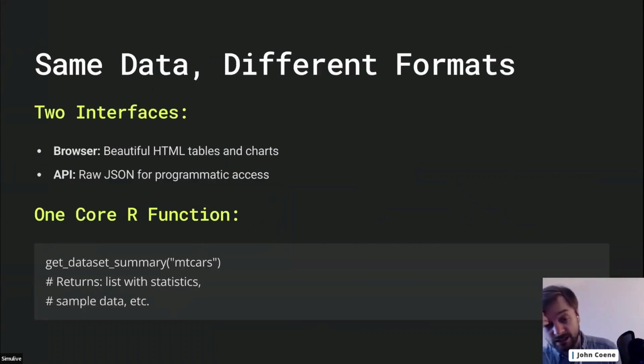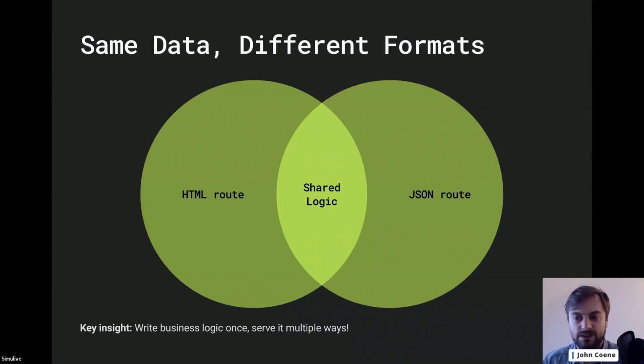First, we'll go with this idea of a unified business logic and different response formats. The idea is you can centralize your business logic, have one, in this case, one core R function, but then two interfaces with it. One for your human consumers that want to consume a nice, beautiful HTML page, but for your machines, you can return raw JSON. And so this is very much how it looks.